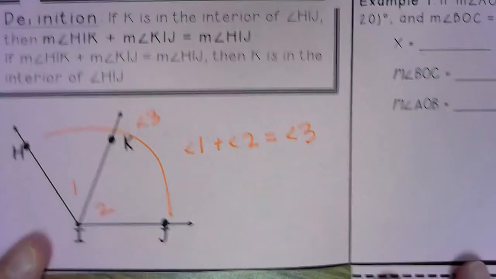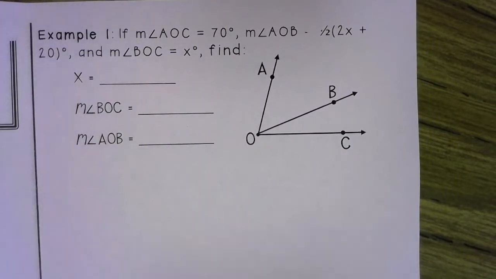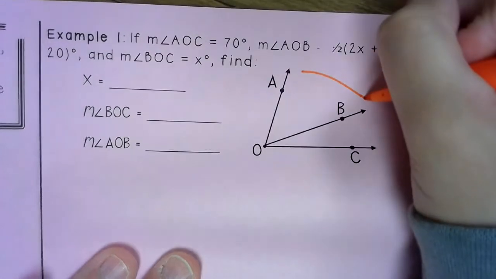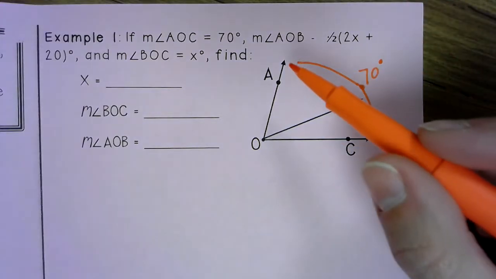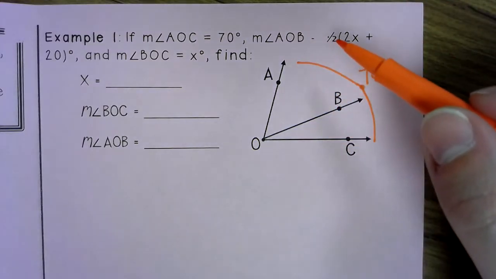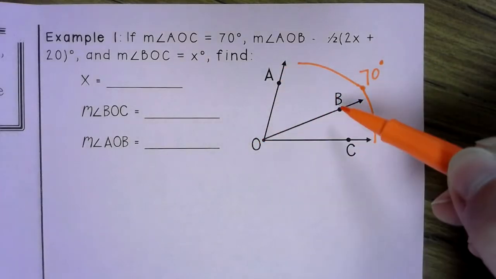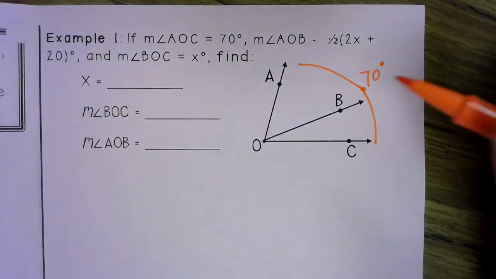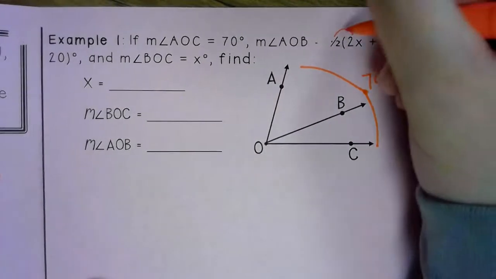Okay, so let's just jump into an example of that. So here's your first example. If the measure of angle AOC is 70 degrees, so that's the whole angle, it's 70 degrees. And we know the measure of angle AOB is 1/2 times 2x plus 20. So that's angle AOB. Again, I'm going to go ahead and distribute that 1/2, so I don't have to deal with the fraction.